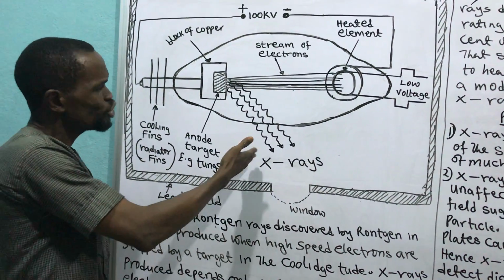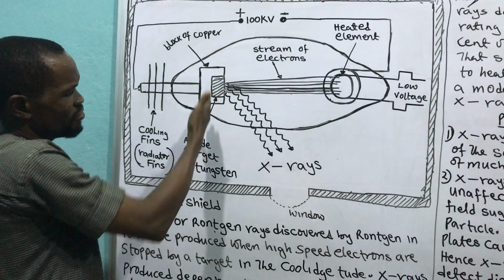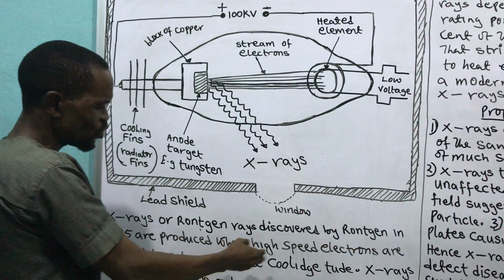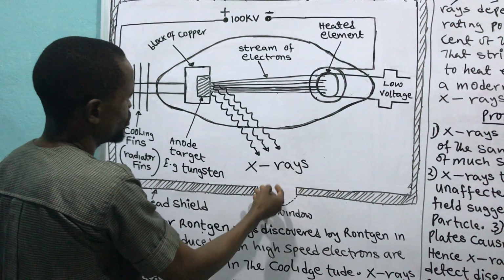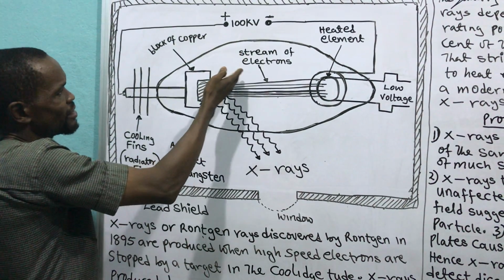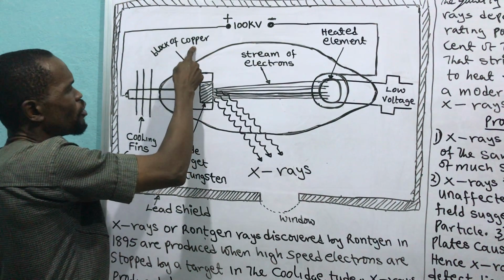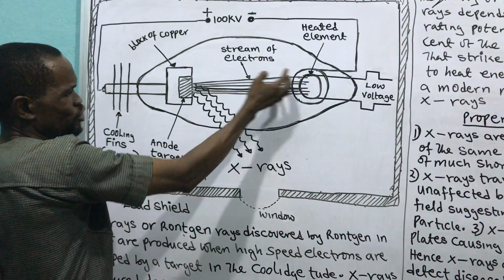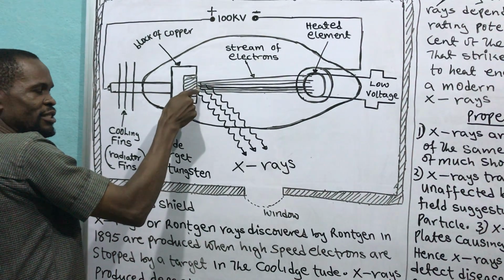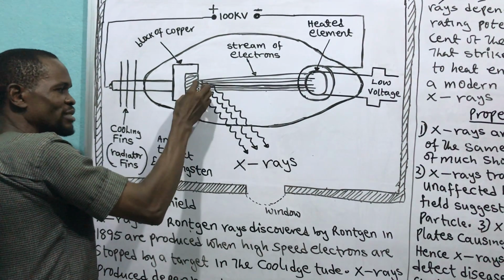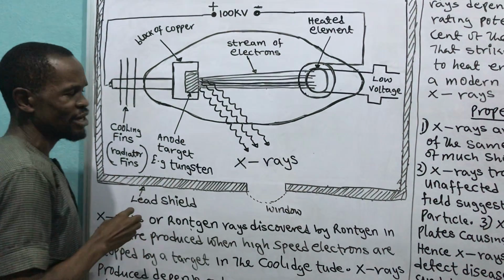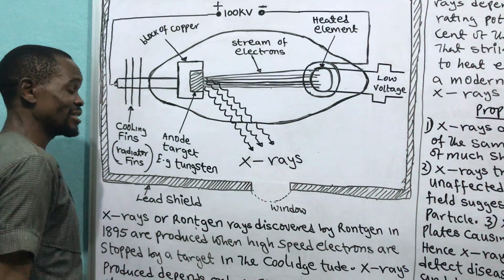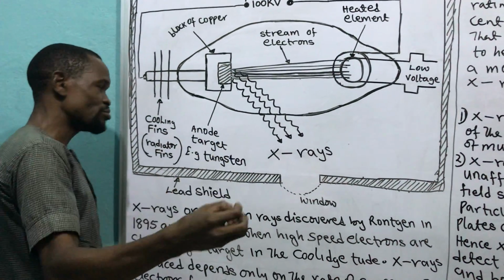You say X-ray is produced in this form, and this tube is called a cooling tube. Looking at this, you have a block of copper, and a stream of electrons which is hitting the target. When it hits the target, it produces X-ray. The anode, which is the target, is tungsten, a tungsten wire or tungsten block.